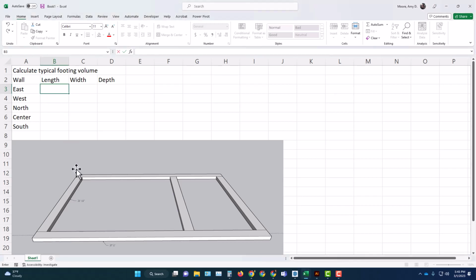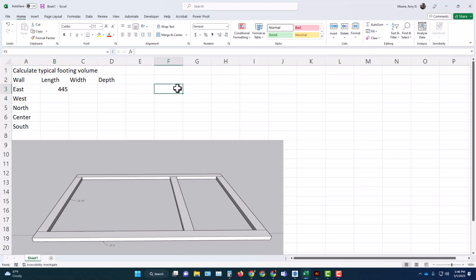So our east and west walls are this wall and this wall. They are the long ones. And their length is 36 feet. So to get that in inches, I'm going to type 36 feet and I'm going to multiply it by 12. Now I'll also have 6.5 inches on either end. I can add them together in my head, or I can just add 6.5 and 6.5. And the length comes to 445 inches.